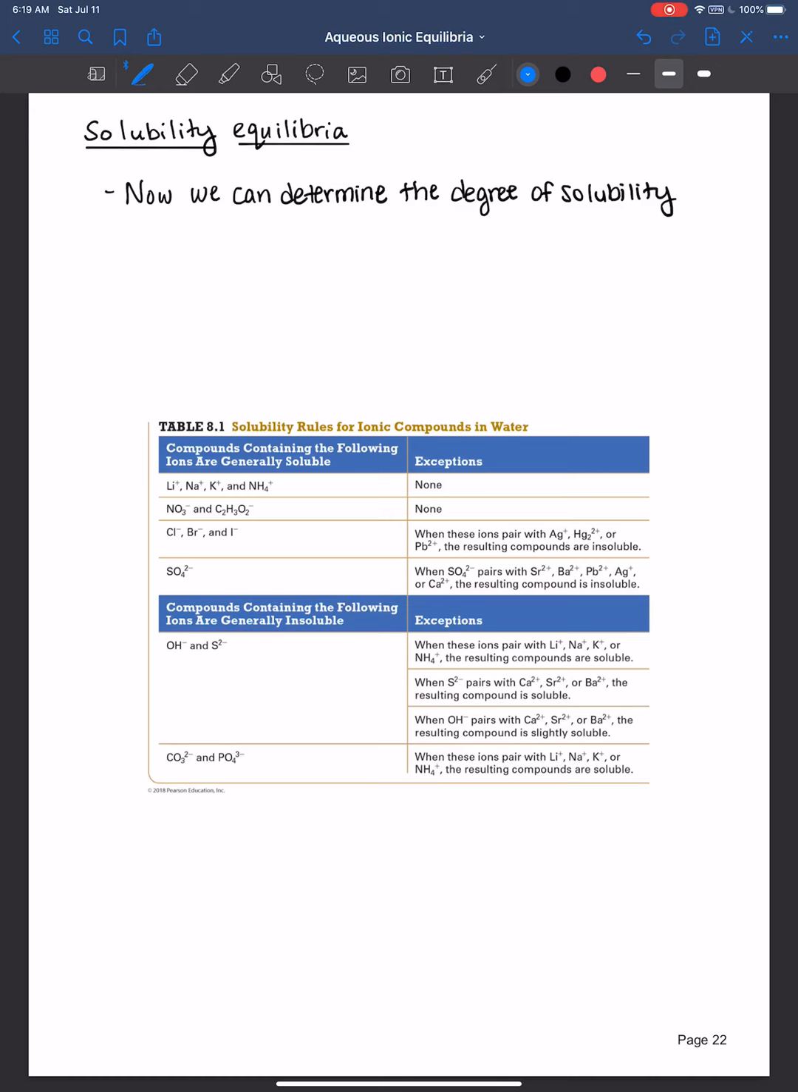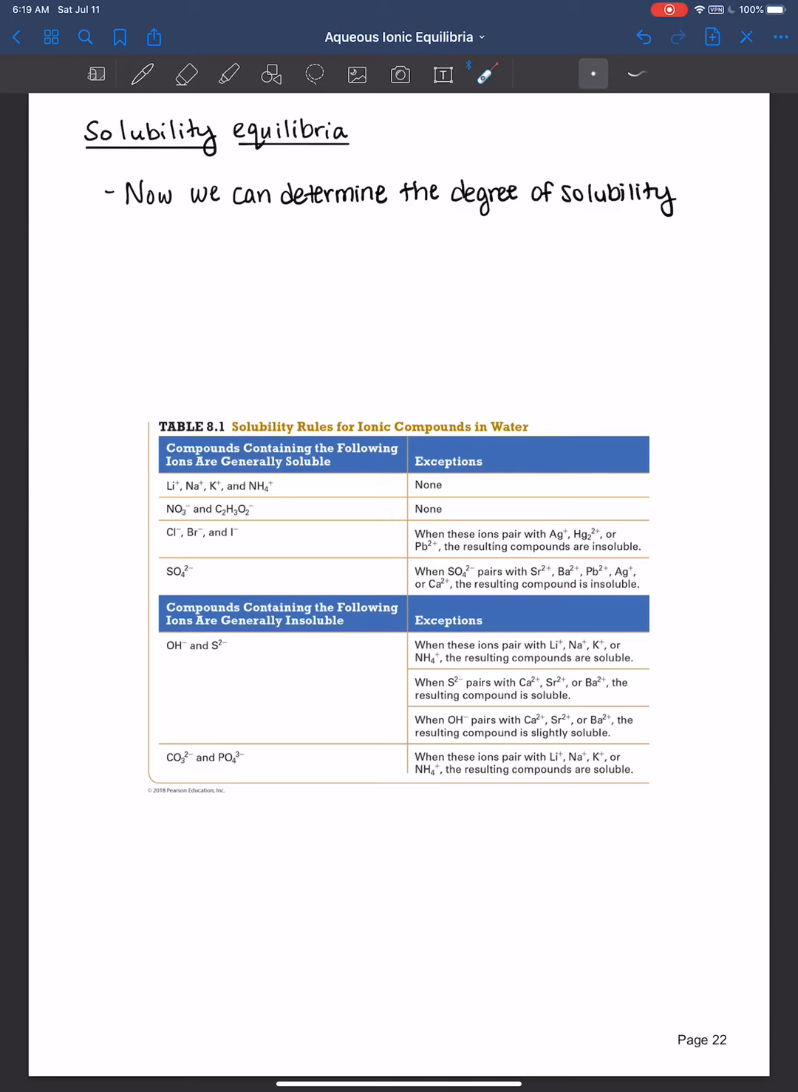Now, if you remember from first semester general chemistry, you would have learned some solubility rules. It's not for everything, it's just for the common ionic compounds that you work with and whether or not they're soluble in water. So for example, you learn that all sodium salts are soluble in water, there's no exceptions, but with sulfate, if it's paired with strontium, barium, lead, silver, or calcium, then those compounds are, quote, insoluble, and so on and so forth.